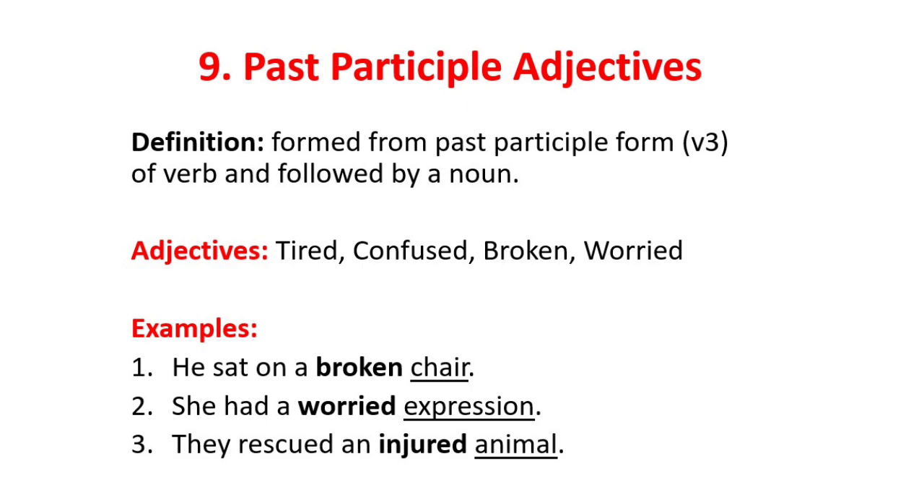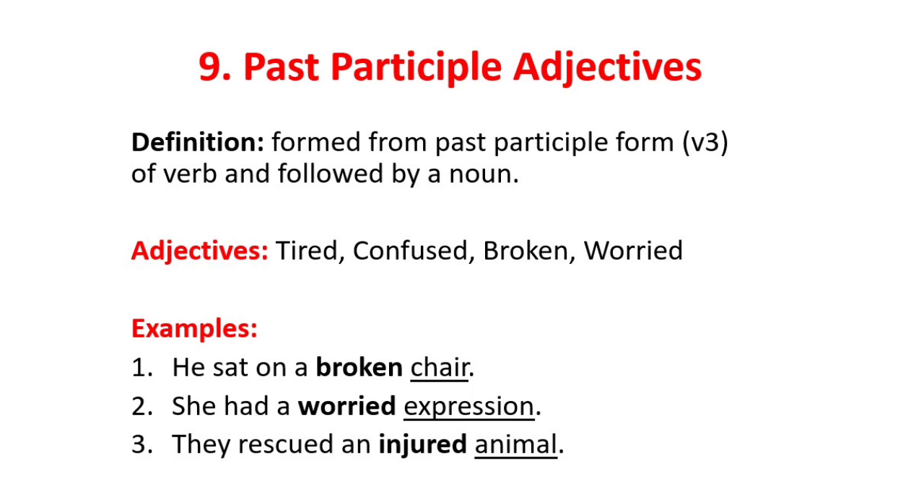Now see the examples. He sat on a broken chair. Here chair is a noun, and before that we got the third form of verb, that is broken. So here broken is a past participle adjective. Now see the second sentence. She had a worried expression. Expression is a noun, right? And before that we got the third form of verb, that is worried. So here worried is a past participle adjective. Now see the last example. They rescued an injured animal. Here injured is a past participle adjective, just because it is before a noun. So this is how you can remember.